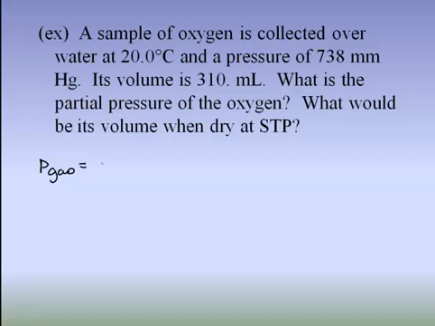Atmospheric pressure is listed as 738 millimeters of mercury. The vapor pressure of water at this temperature is 17.5 millimeters of mercury. So when we subtract these two, we find that the pressure of our gas is 721 mmHg.